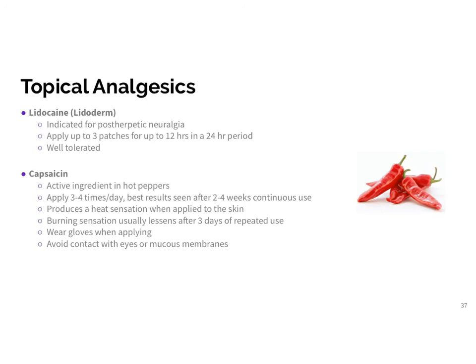Capsaicin is a product that's available over the counter. It has the active ingredient that is in hot peppers. So the patient applies this 3 or 4 times a day. The key thing to remember is that the patient has to apply this for 2 to 4 weeks of continuous use before they see much of a benefit. It produces a heat sensation when applied to the skin, and it usually lessens after about 3 days.